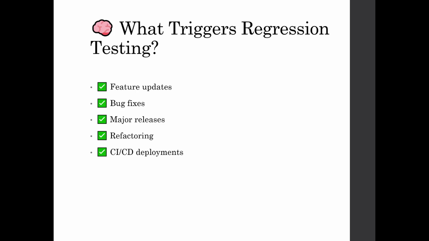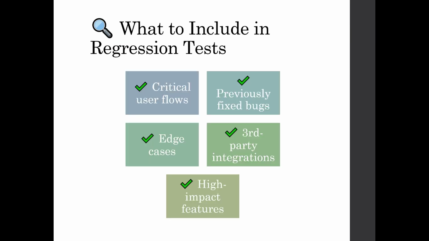So what triggers regression testing, right? So when do we run these? Anytime we have a change, right? A feature update, a bug fix, code refactoring, in your CI/CD pipeline run, anytime the code is changed, a regression test should be triggered and should be run. So what do we include?